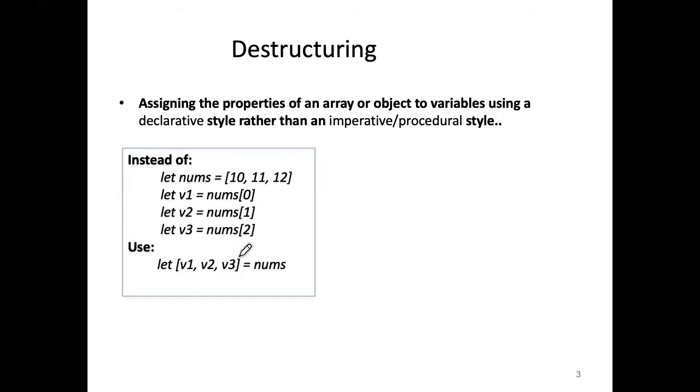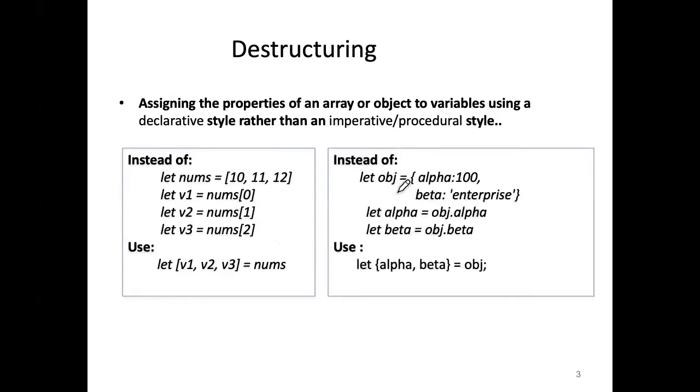Because I'm using the square brackets here, that is telling me that the thing on the right is an array. In fact, it has to be an array. It won't work otherwise. We can do a similar kind of destructuring of objects. So if we take this example here, without destructuring, I've got 2 key value pairs in this object. Without destructuring, this is what I'd have to do.